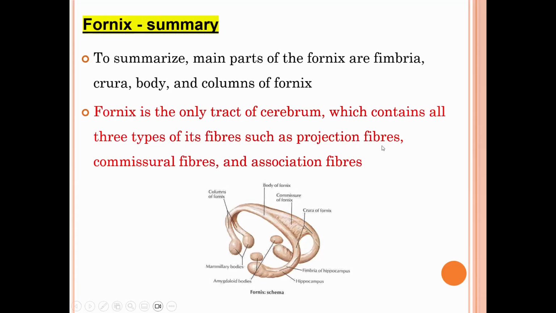It contains projection fibers. Why projection fibers? Because it is connecting the temporal lobe here with the frontal lobe structure. Then it has commissural fibers. You remember the commissure of the fornix is an example of commissural fiber, and the association fibers, again, the whole of this tract of the fornix. So all three examples of the white matter of the cerebrum are present here in the fornix.